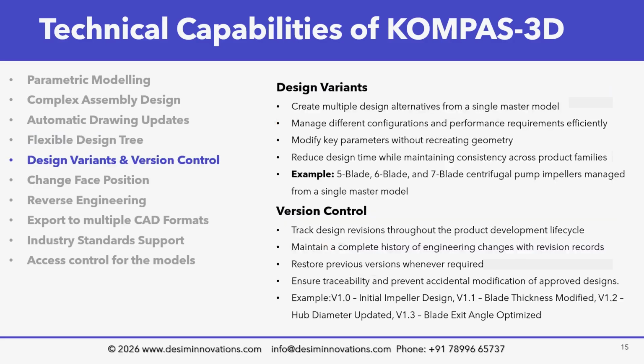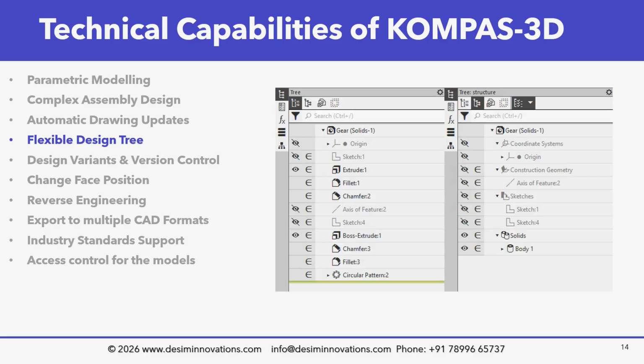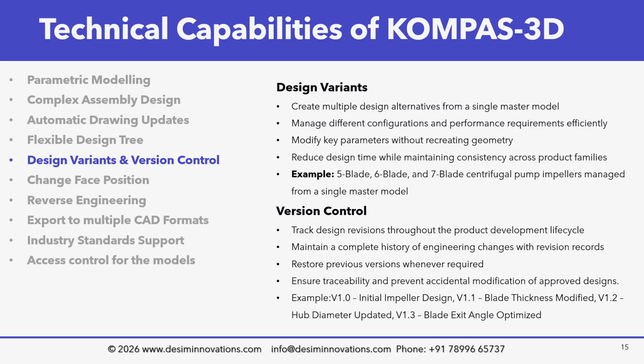Now, these two features are particularly useful: variant and version control. Let's say you're designing an impeller and you want to create five, six, or seven blade configurations. In Compass 3D, instead of creating separate models for each blade configuration, you can create multiple variants from a single file and switch between them easily. That makes design exploration much faster and easier to manage.